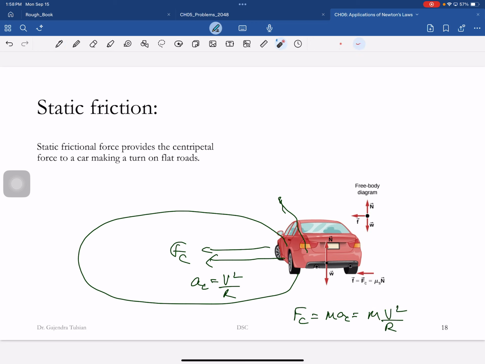There's something very interesting about this formula. Can you tell me what's interesting about that? See, the mass of the vehicle is not in there. It could be a semi or a car or anything.